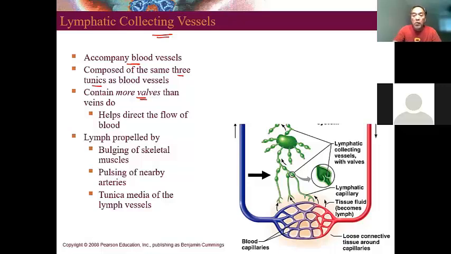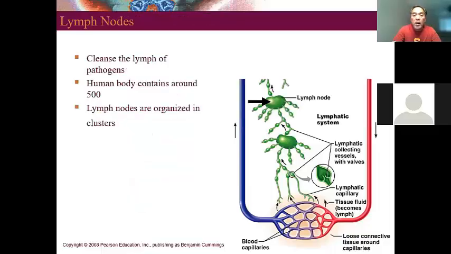Now, the collecting vessels, when they receive the fluid, then it will go into the lymph nodes. So the lymph nodes are these marble-like looking structures, okay, that guard the rest of the body, and there's about 500 of them. They're the ones that cleanse the lymph of pathogens. Okay, so hopefully the lymph node can do its job. So they cleanse it so that it doesn't reach the systemic circulation.